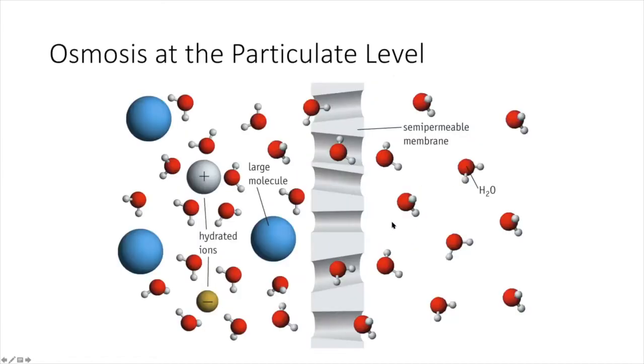But if two pictures aren't good enough, let's look at it at the molecular level. These pores, these little openings in that semipermeable membrane, are so small that the solvent molecules can make it through the pores, but the solute molecules and ions are just too big. That's why you can have movement of the solvent molecules, but you cannot have movement through the membrane of the solute ions or molecules.